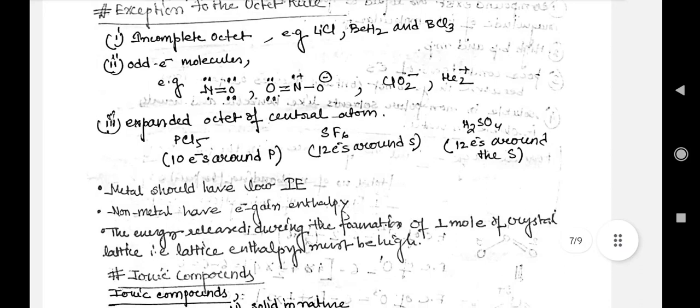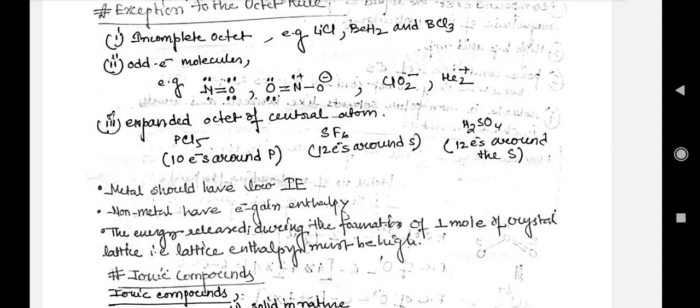Non-metals have high electron gain enthalpy, otherwise the incoming electron does not come, and non-metals do not form anions. So low electron gain enthalpy is not what is needed; electron gain enthalpy is needed. The energy released during the formation of 1 mole of crystal lattice is basically called lattice energy.